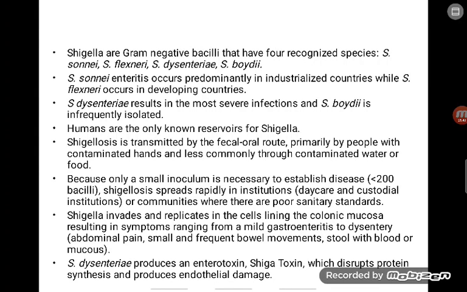Symptoms include abdominal pain, small and frequent bowel movements, and stool with blood or mucus. Regarding the toxin produced by Shigella, Shigella dysenteriae produces an enterotoxin. Enterotoxin means a toxin that affects the enterocytes. So Shigella dysenteriae produces an enterotoxin, which is Shiga toxin. Shiga toxin disrupts protein synthesis in the enterocytes and produces endothelial damage.